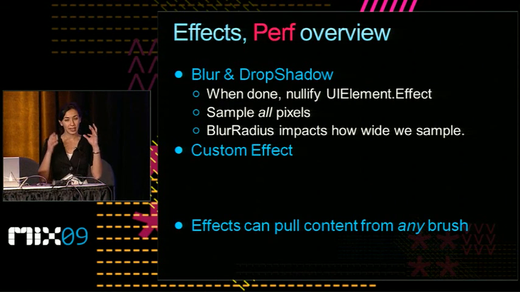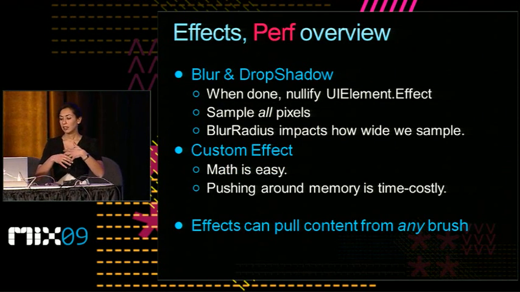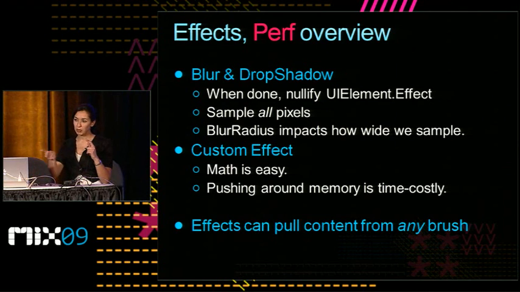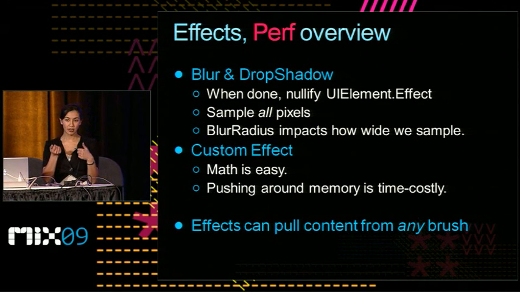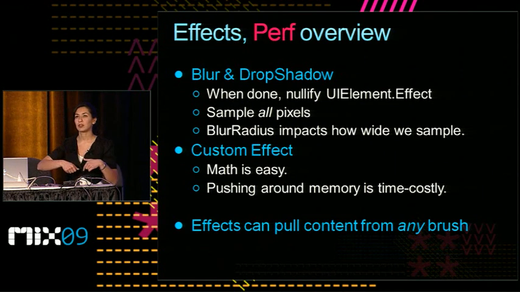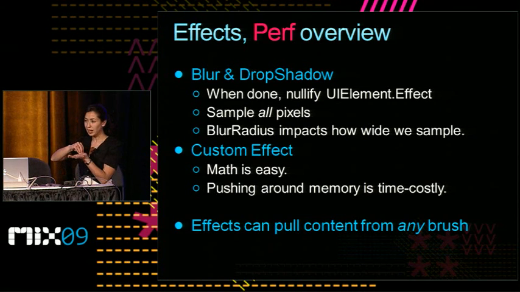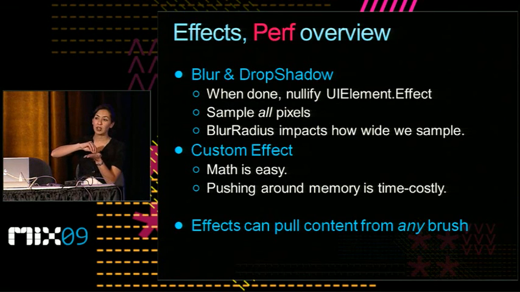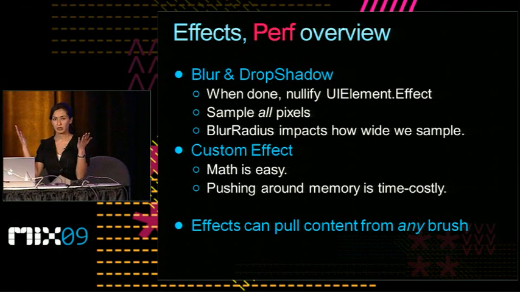The blur radius is basically how wide we sample. And this is true for all effects. The math is actually pretty easy. It's the pulling of all the different pixels around that's actually pretty time costly. So what a blur radius would do is it says, I want to calculate my pixel based on not just my own color and not just the color of my buddies to the left and to the right of me, but actually a radius, as if I was creating a circle around it. And as we increase the blur radius, we're actually sampling more and more pixels. Pi r squared, right?